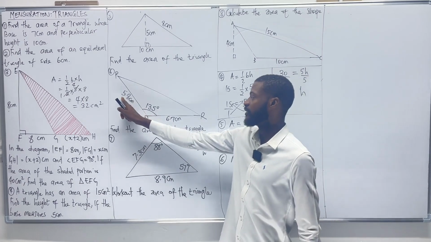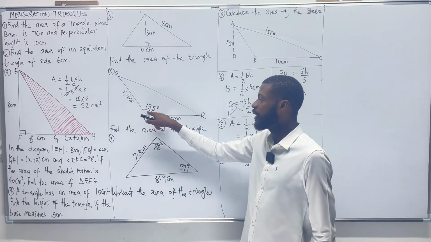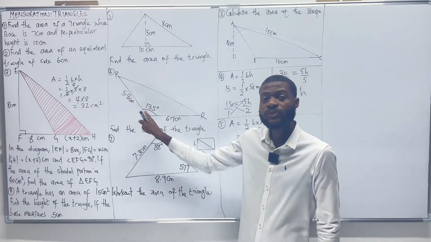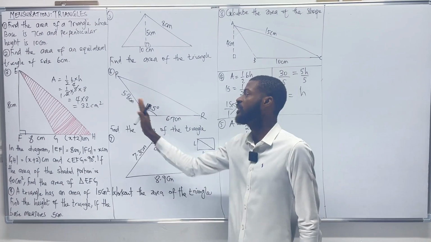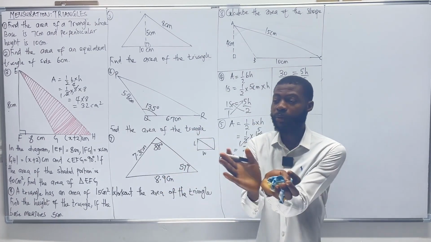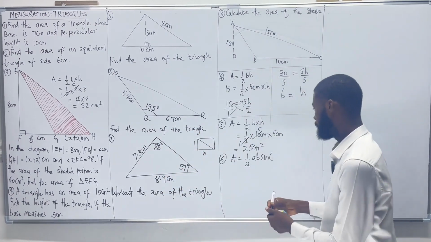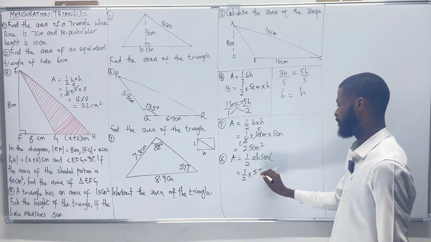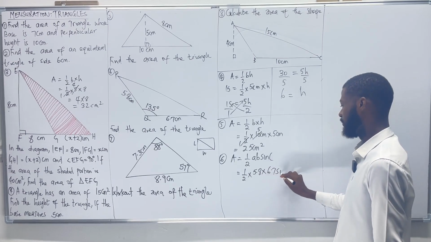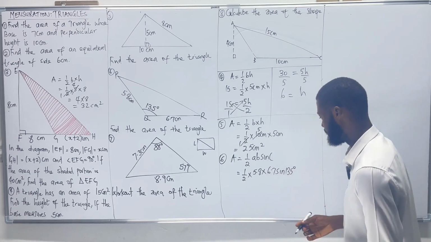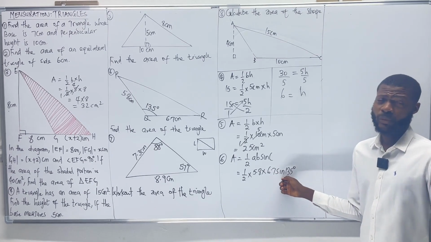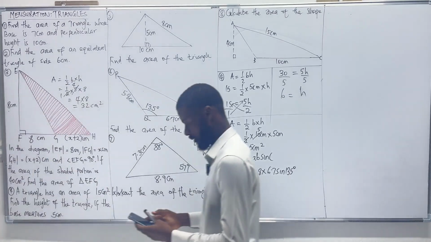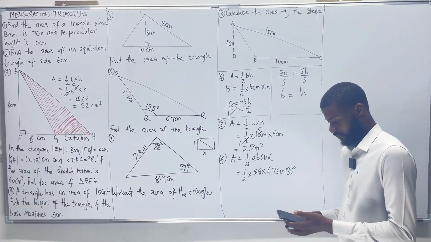So since we are using 5.8 and 6.7, we are going to make sure that the angle we put here must be the angle connecting these two, or the angle between these two lines, their angular measure apart from each other. So this will become half times 5.8, then 6.7, sine 135 degrees. I kind of think this should be root 2 over 2, but I'm just going to pick up a calculator and put it in.